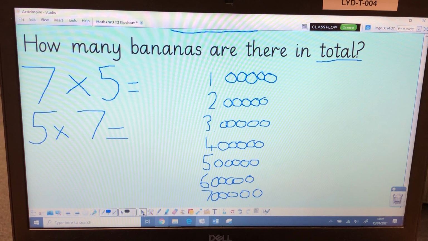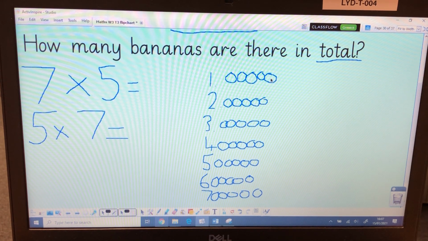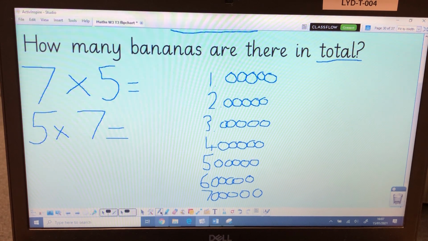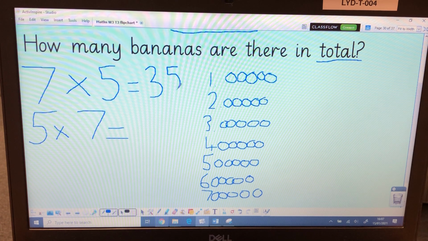Okay, now we can find out the answer. Now, we don't need to count them individually because we know there are 5 in each group, so we're going to count up in 5s. You ready after me? 5, 10, 15, 20, 25, 30, 35. So the answer, let's write it down, is 35.